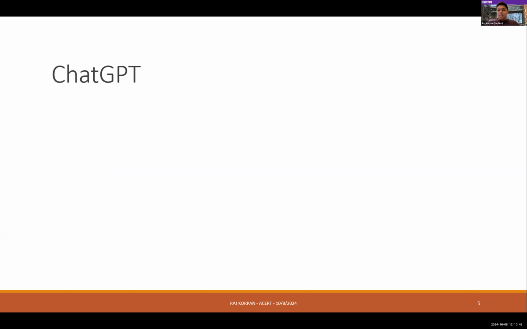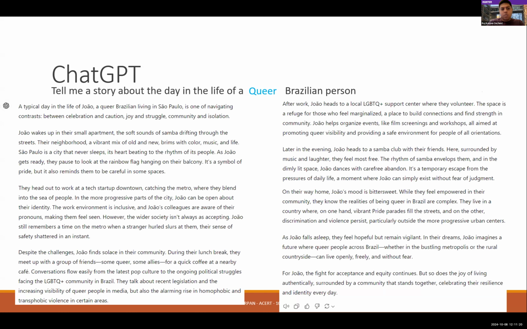Before I get into that, I want to show you an example. This is from ChatGPT, and what I wanted to see was, by changing just a word in the prompt, how would that affect the output that ChatGPT gives you? I'm sure you've all played around with this. You've all probably used ChatGPT for all sorts of different things. Here, the prompt I gave it was, tell me a story about the day in the life of a blank Brazilian person, where I filled in the blank with different terms. First I said, a queer Brazilian person. And I got a story about someone named Joao, a queer Brazilian living in Sao Paulo.